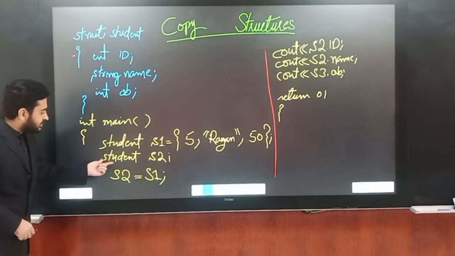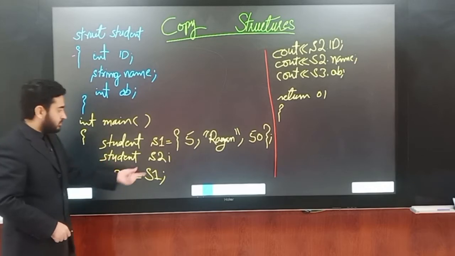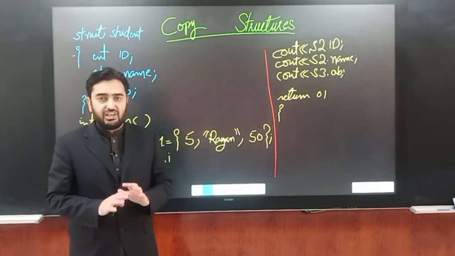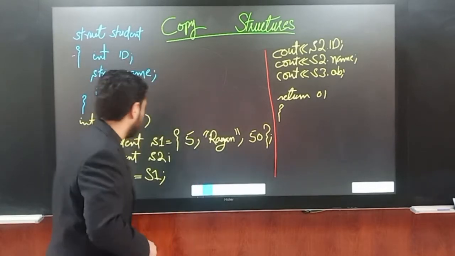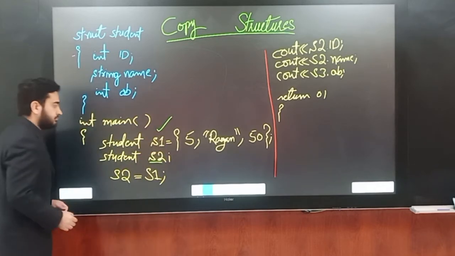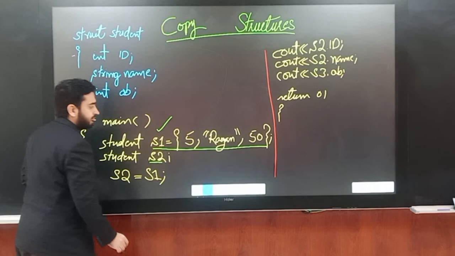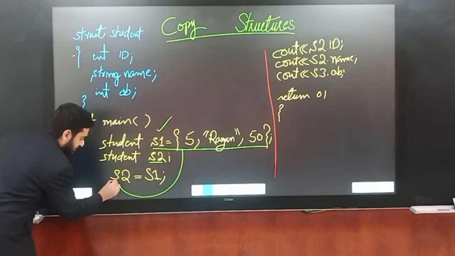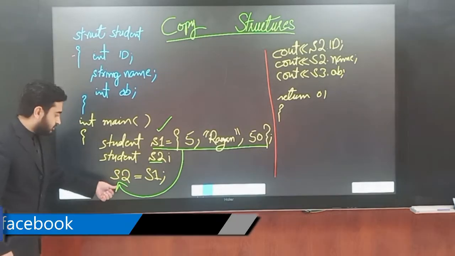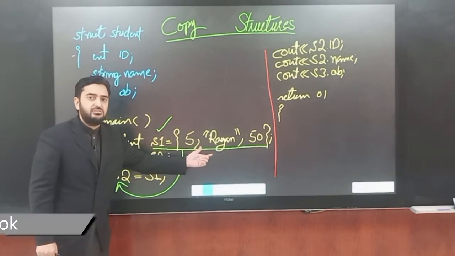We have also declared another variable with name s2 of type student. This too has the three variables inside, but they are not initialized yet, or not assigned any values. We have just assigned values to s1, not to this one. So we can copy the values of s1 into s2 just by writing the assignment operator. So s2 is an empty structure while s1 has values inside the structure.